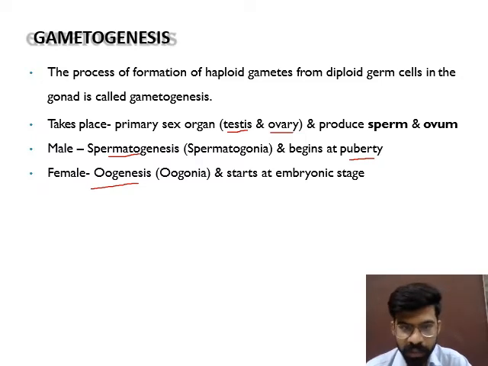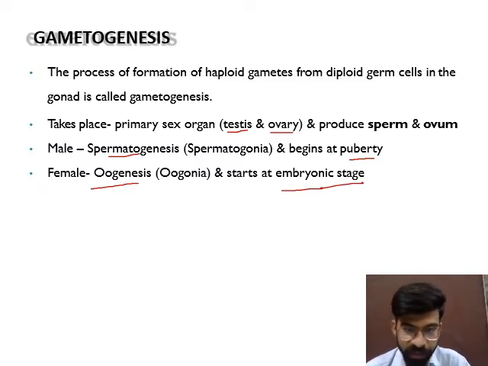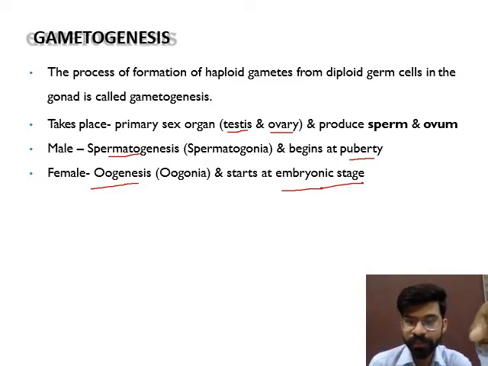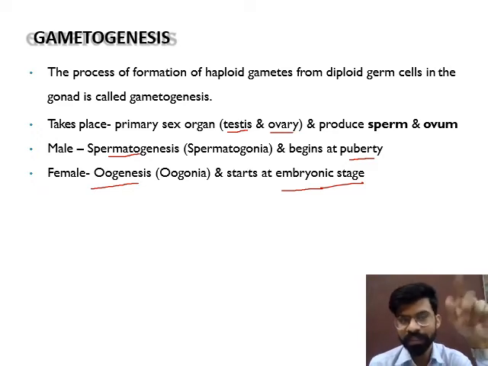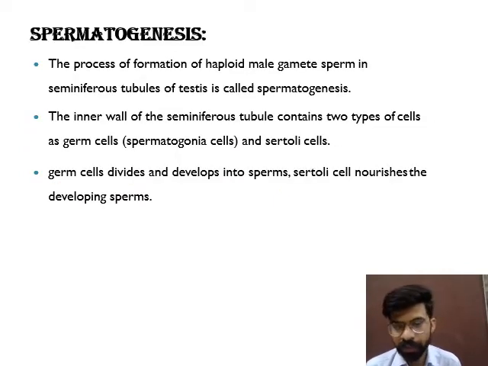But in the female, the formation of egg starts at the embryonic stage, when the female is in fetal stage. So during embryonic stage, the formation of female gametes starts. But in the case of male, the sperm formation will take place when the male achieves the puberty age.